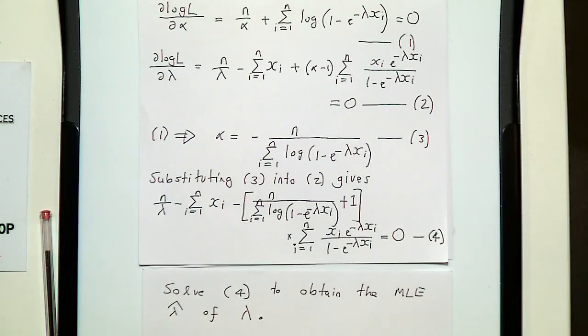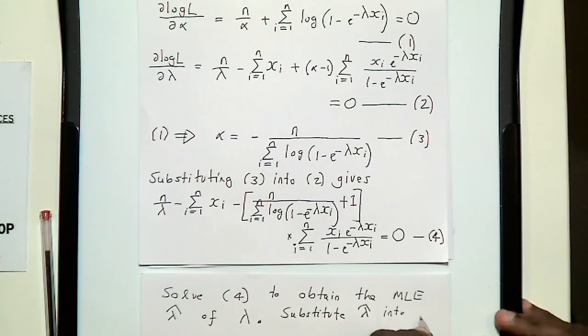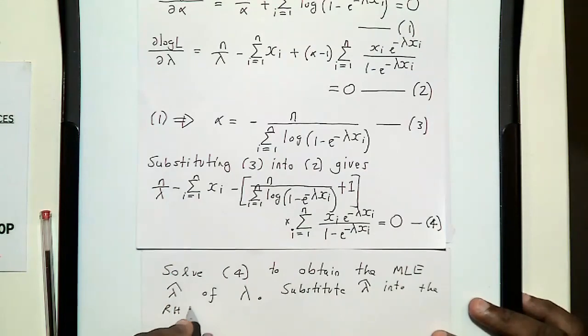Now once you have got lambda hat of lambda, substitute lambda hat into the right hand side of equation 3 to obtain alpha hat.